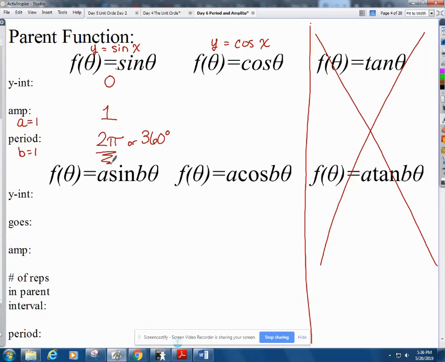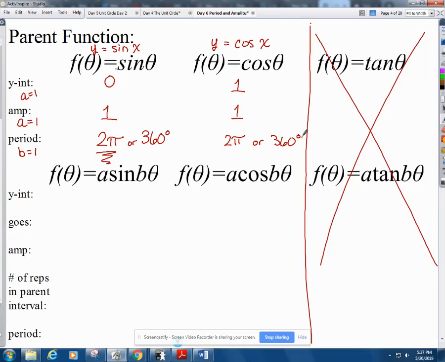For cosine, the y-intercept, when a is 1, I'll write that here. Y-intercept, if a is 1: for sine it's still at 0, but for cosine, you're going to start at 1 for the parent function. The amplitude is also 1. It's still the a value. And the period is still the length of one cycle of cosine, which is 2 pi, or 360 degrees.